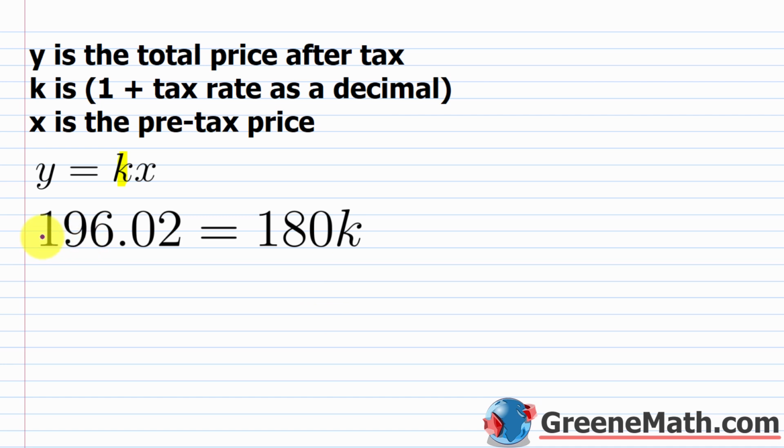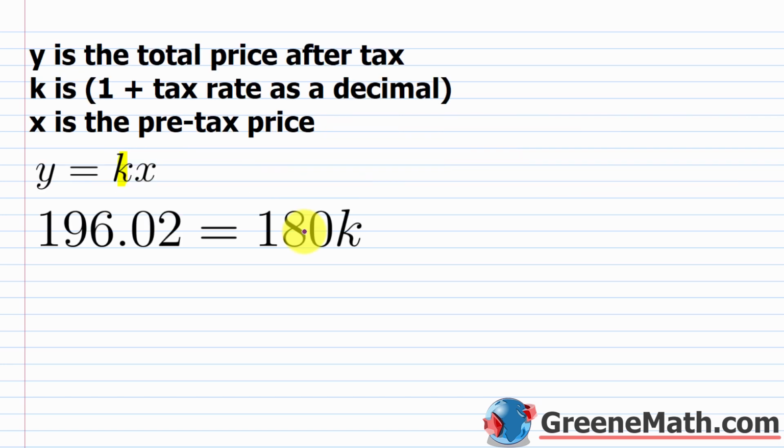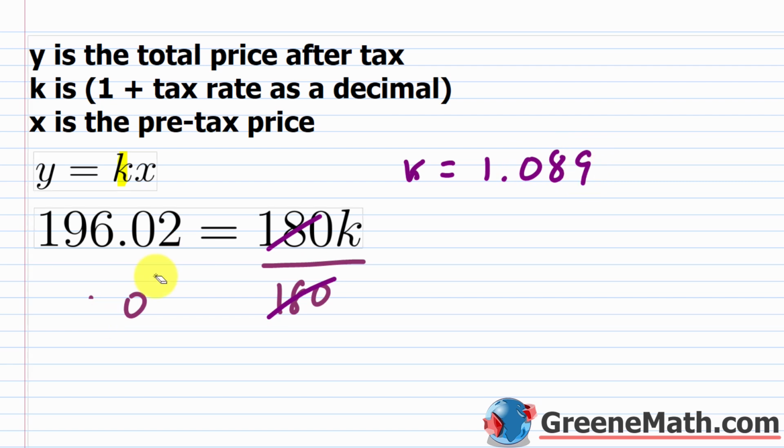What we would do is we would plug in the initial amounts. So we're told, let me go back, that it's $196.02. That is the after-tax amount, and the pre-tax amount is $180. So coming back, 180 gets plugged in for x, 196.02 gets plugged in for y. So what you want to do is divide both sides of the equation by 180. And so this is going to cancel, and you're going to get that k is equal to 1.089. So essentially the tax rate there is 8.9%. Let me get rid of this.